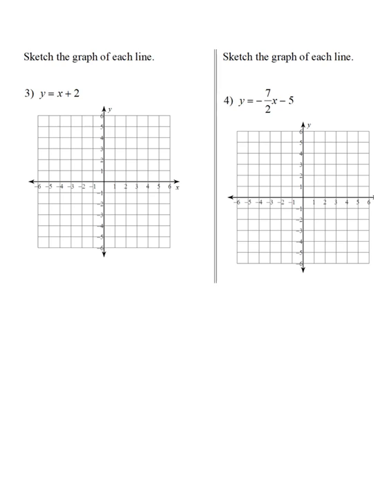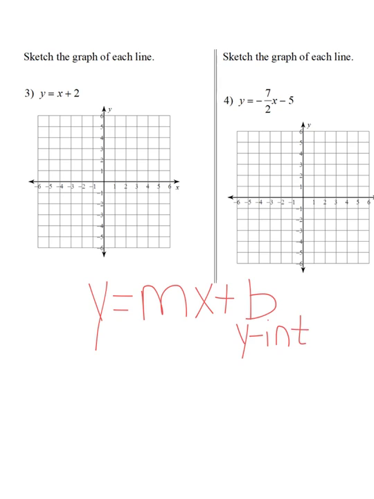The lines that you are asked to sketch this year in 8th grade are in y equals mx plus b form. We call this slope-intercept form, where we know the b value is our y-intercept and the m value is our slope. So the first step in graphing a line is to interpret the equation that you're given to know what the y-intercept is and what the slope is.